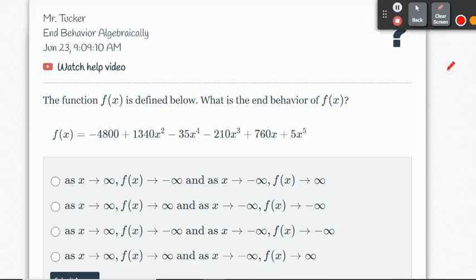Now we're going to learn how to identify end behavior algebraically. This can be tough for students because it depends on a couple things. The first thing it depends on is the degree of your function. There's only two types. There's positive degree.